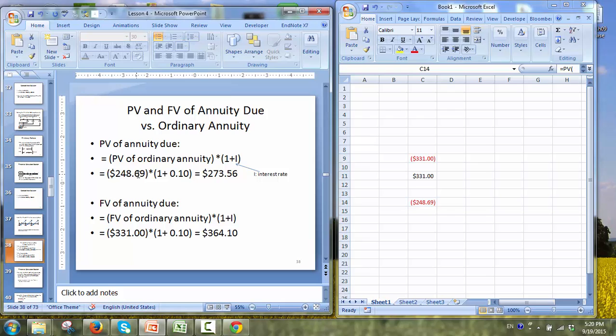So 248.69 is the present value of the 3-year ordinary annuity. Then if you multiply by 1 plus 10%, you get 273.56, and that is the present value of this annuity due. The same idea applies to the future value calculation for annuity due. We use the future value of the ordinary annuity multiplied by 1 plus I, and then we get 364. That's the future value of this 3-year annuity due, where each payment is $100.